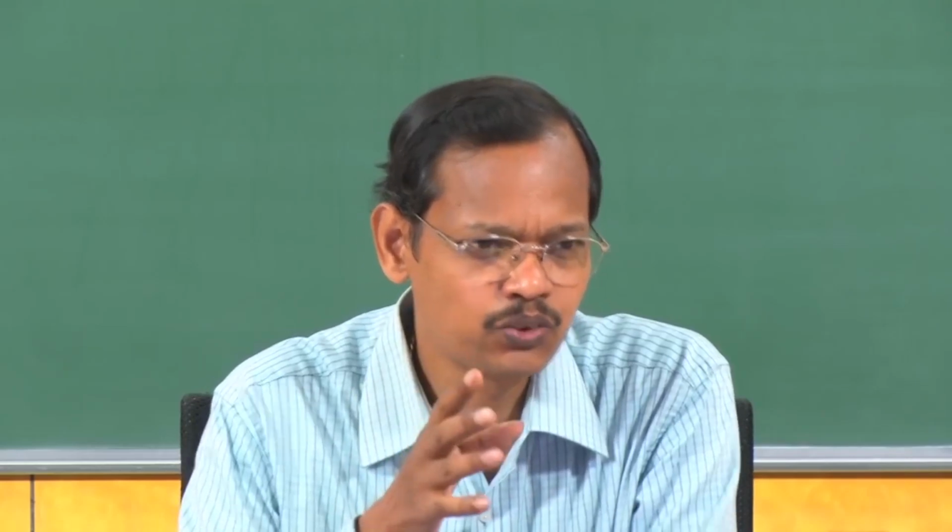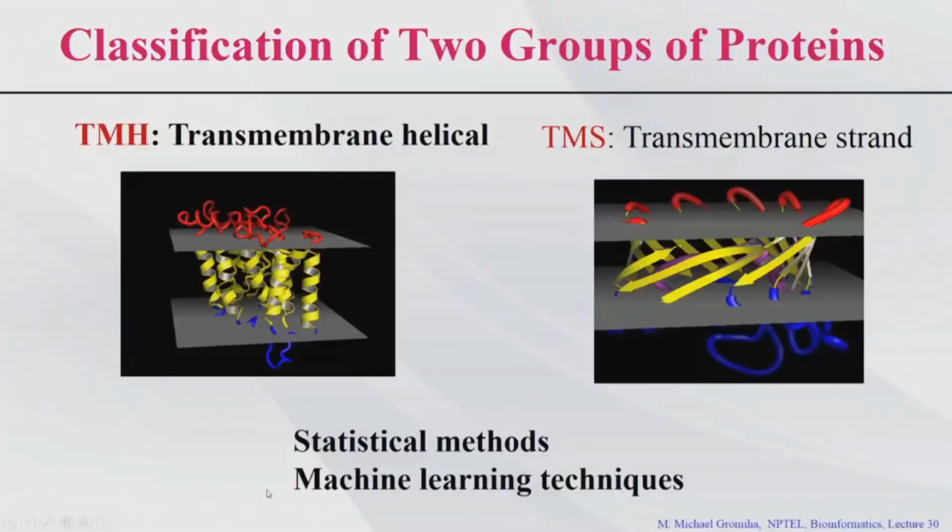Among all these classifications, today I will explain one of the applications, mainly with statistical methods as well as machine learning techniques, to classify two groups of proteins. This will give you more details on the various aspects we have to consider for developing any algorithm on any application. Here I mention two different types of proteins: the transmembrane helical proteins and the transmembrane strand proteins. We already discussed in the previous classes about the transmembrane proteins. What are the transmembrane proteins? The proteins which are embedded into biological membranes. You can see this is the membrane part, and this is embedded into the membrane.